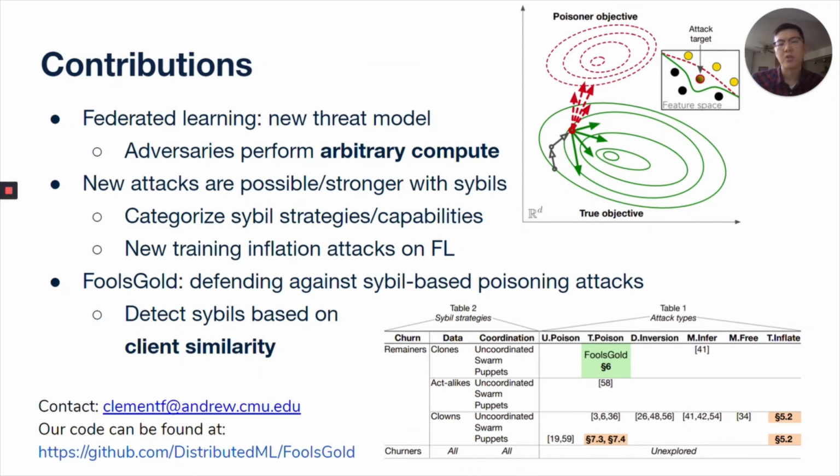In conclusion, we firstly identify that federated learning has a new threat model in which our adversaries can perform arbitrary compute. These attacks are made even stronger when considering sybils. We categorize the space of attacks on federated learning along the dimension of the objectives and the Sybil strategies, and also propose a new type of attack on federated learning called training inflation attacks, where resource consumption is the objective. Lastly, we present FoolsGold, one defense for a section of this categorization that defends against targeted poisoning attacks from uncoordinated sybils based on client similarity.